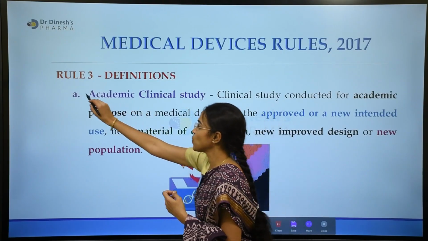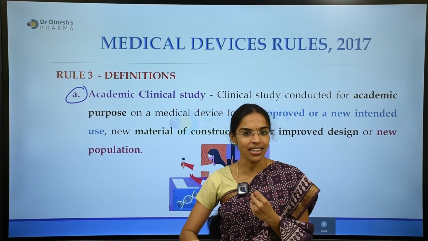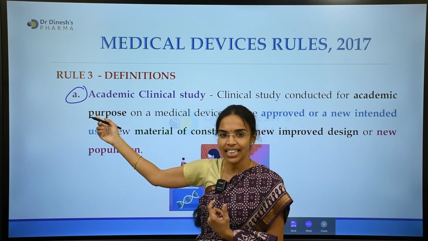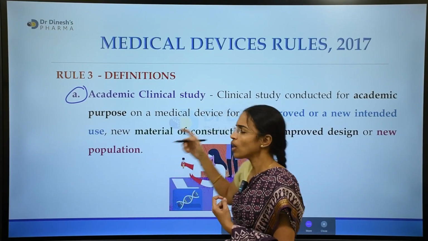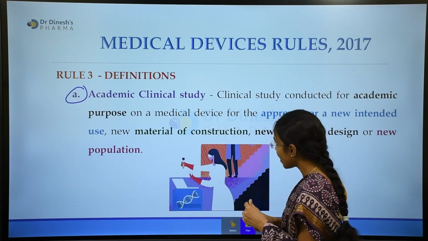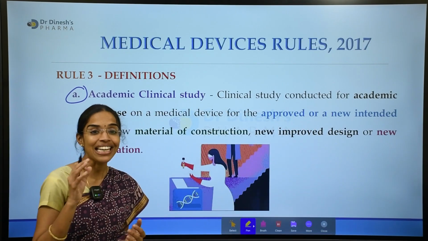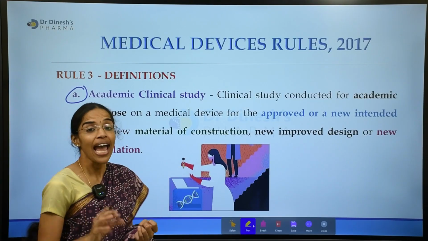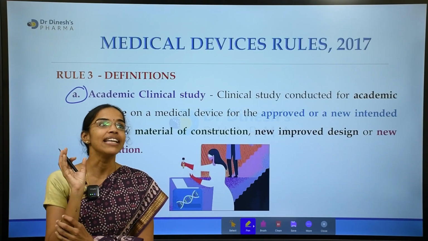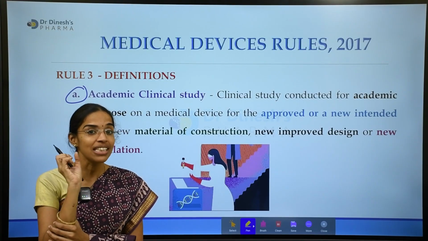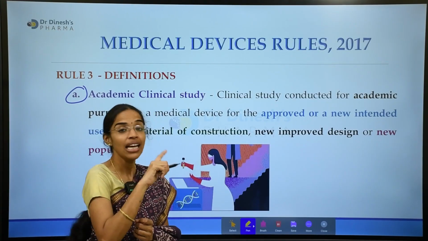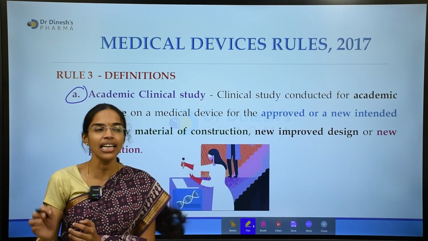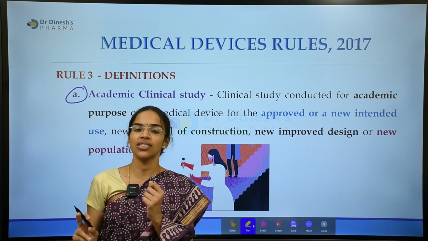So the first one is the academic clinical study. 3A is the academic clinical study. As the name itself indicates, what is the definition of the academic clinical study? It is any clinical study which is conducted for an academic purpose, meaning institutional or academic purpose, only for study purposes. This is not equal to a clinical trial. Please remember, an academic clinical study is not equivalent to any clinical trial here.